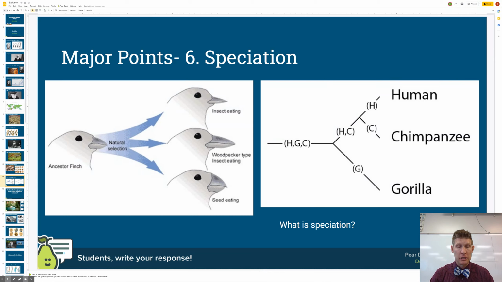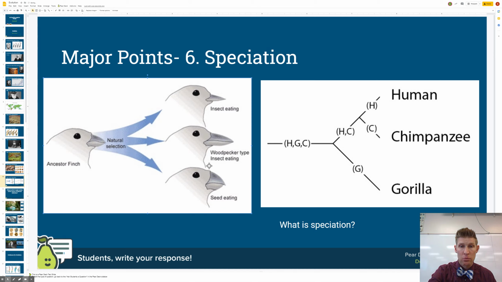So, as you can see in this left picture right here, this left one, the ancestor finch, natural selection happened, and you had insect-eating beaks, you had woodpecker beaks for insect eating, and you had seed eating beaks. So all these things kind of influenced Darwin, and he goes, well, they must be becoming different species.